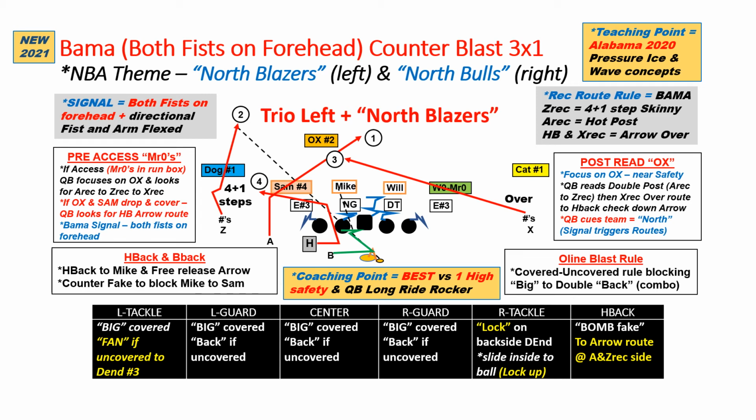Now here against 1 high, you can see the A receiver is going to come across the field more, but still wants to get vertical, and we get really kind of a high mesh concept with the A and the X. Again, quarterback reads 1 to 2 with a double post, ox drops deep, then we know we've got the 3, the number 3 receiver is the X coming across underneath with the H to the check down.